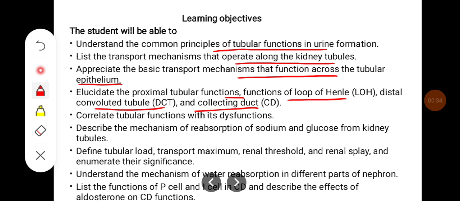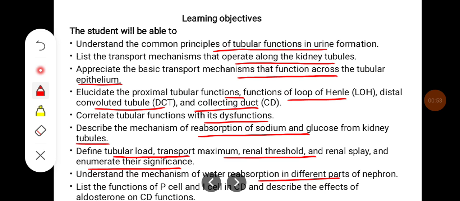Correlate the tubular functions with its dysfunctions, describe the mechanism of reabsorption of sodium and glucose from the kidney tubules, define tubular load, maximum transport, renal threshold, renal splay, and enumerate their significance. Understand the mechanism of water reabsorption from the different parts of the nephron. List the functions of P cell and I cell in collecting duct and describe the effect of aldosterone on the collecting duct functions.